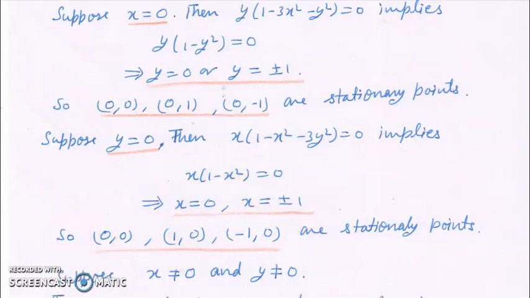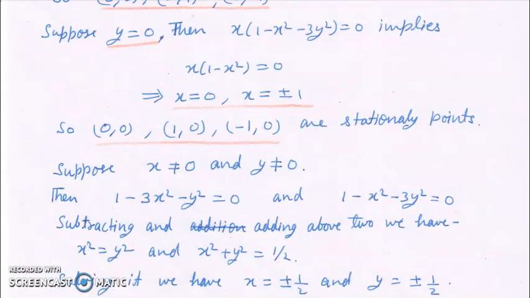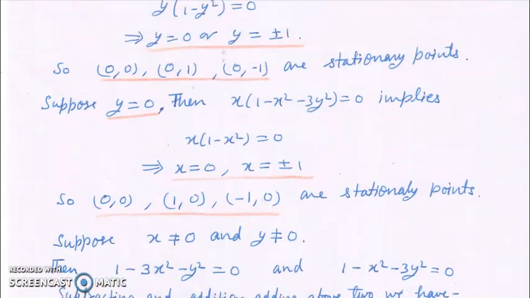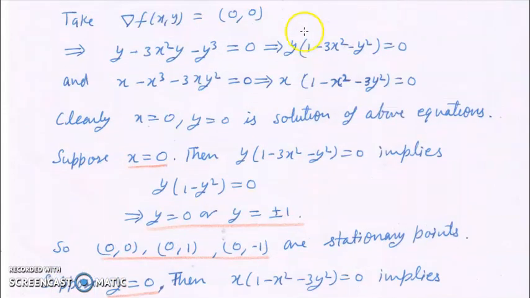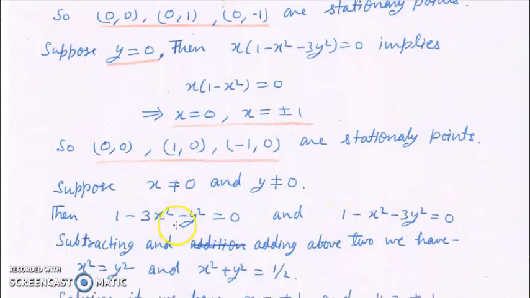One more situation is when neither x is 0 nor y is 0. If neither x is 0 nor y is 0, then we can see these equations. In these equations, if x is not equal to 0 and y is not equal to 0, then this part is 0 and this part is 0. So let us write this part and solve it. So 1 minus 3x square minus y square is equal to 0, and 1 minus x square minus 3y square is equal to 0.